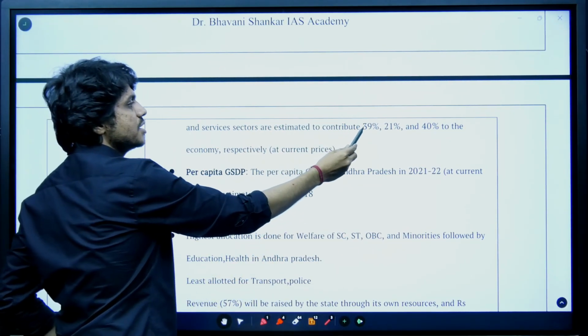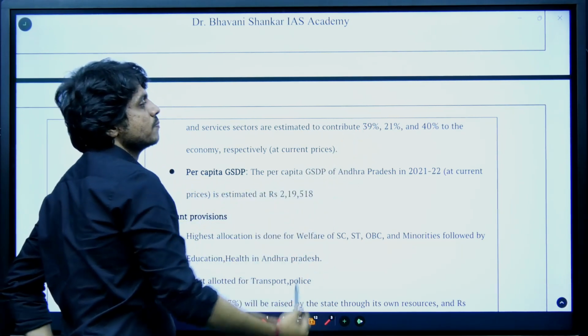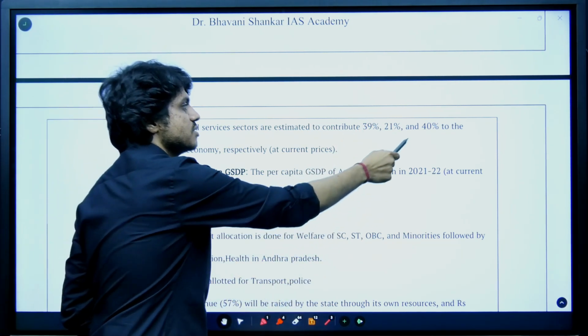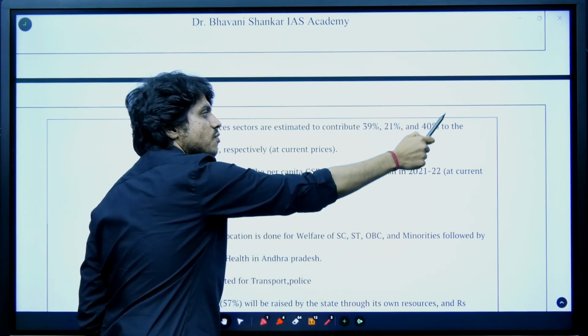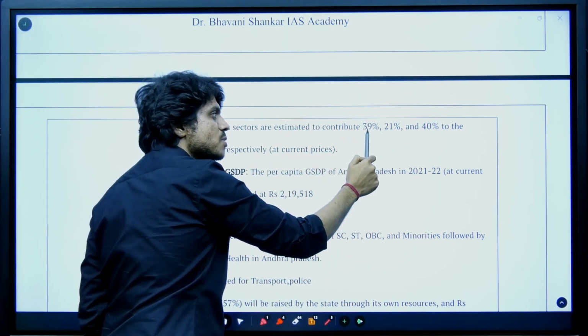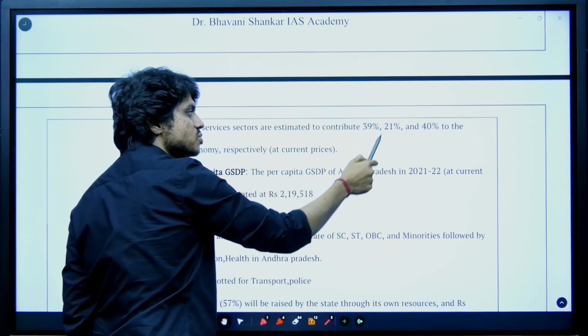Then we have seen agriculture is contributing as high as 40%. This is also a problem, because that's what I have discussed. The service sector is at 40%. This should go towards more than 50, and agriculture's share should come down. The number of people dependent on agriculture should also come down, and they should shift to the industrial sector, and that should also rise.